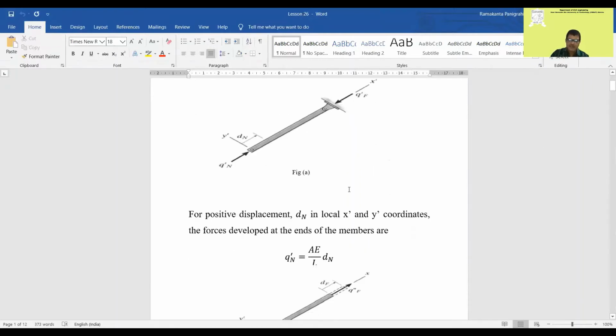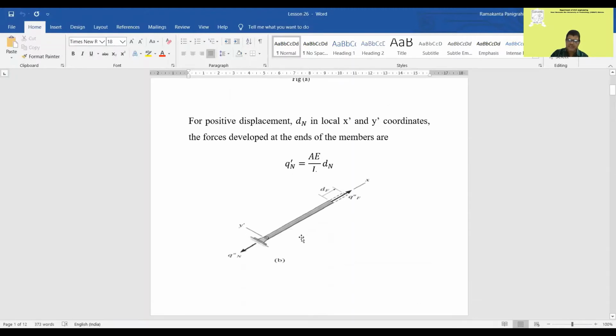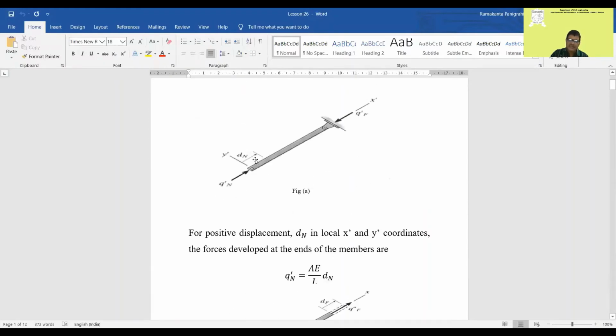Now for positive displacement dn, these are local x, y. This is not the global x, y. Global x, y will be vertical and horizontal. Along this truss member, we take the axis of the member as the x direction, and perpendicular to this is taken as y. A positive displacement towards the right is positive. So for a positive displacement in local x dash and y dash coordinates, the forces developed at the member ends will be like this. Qn dash will be AE by L dn, and Qf dash will be minus this.